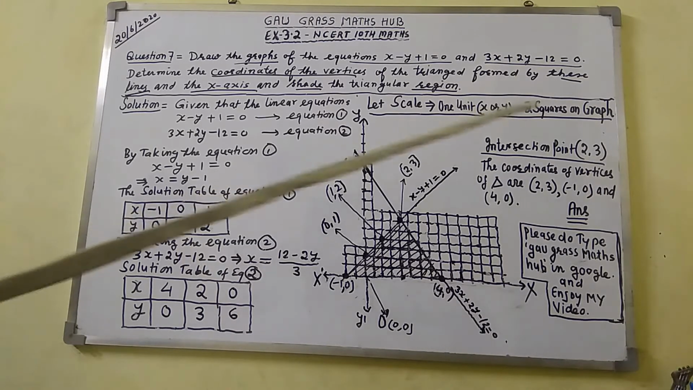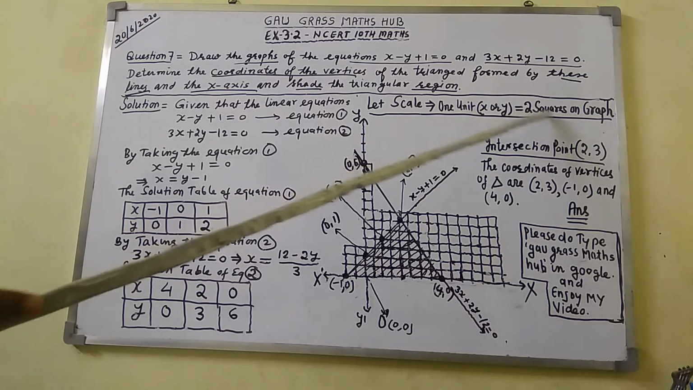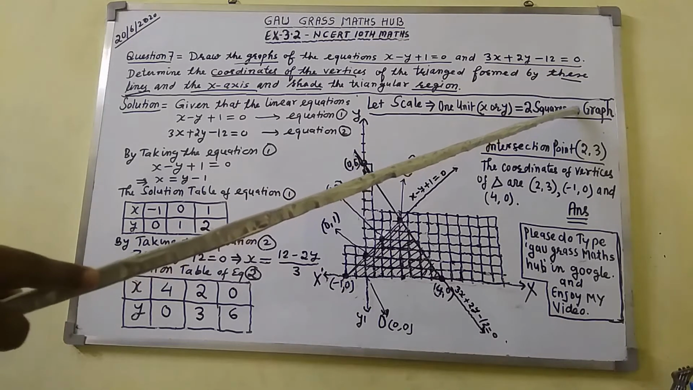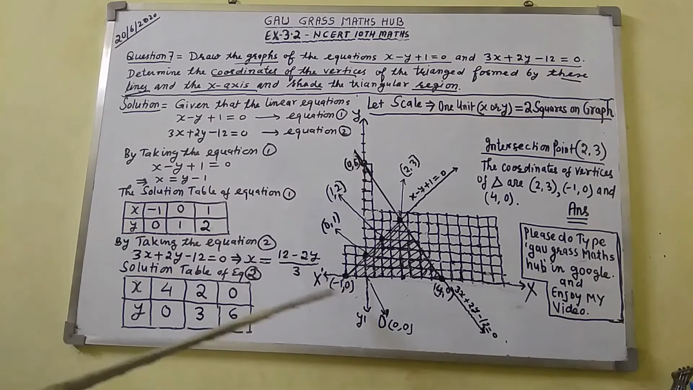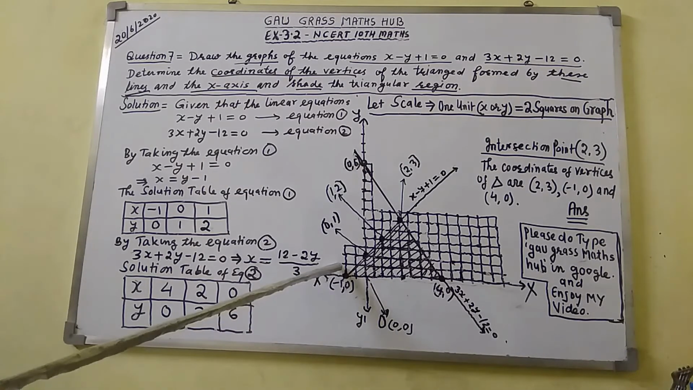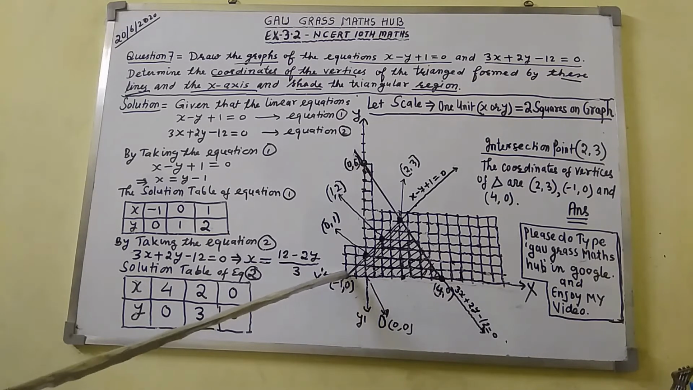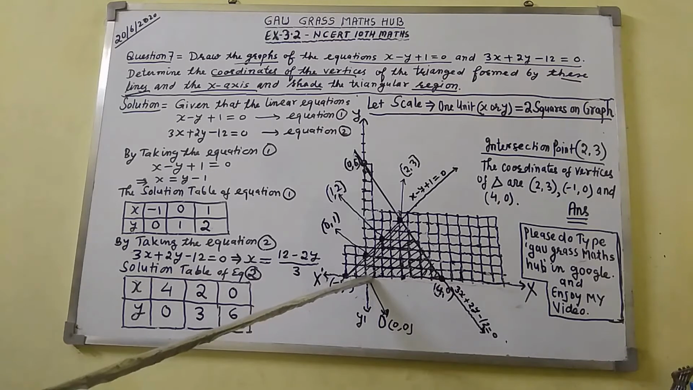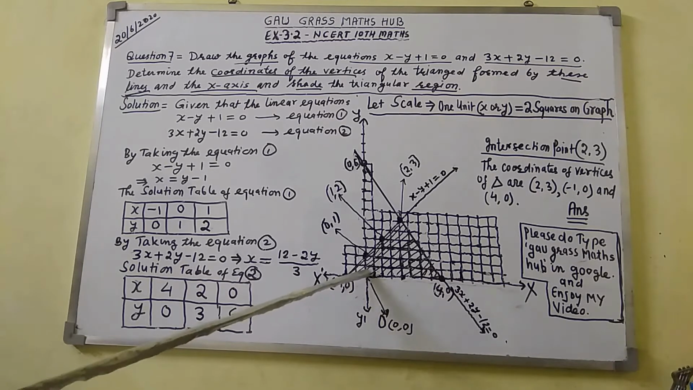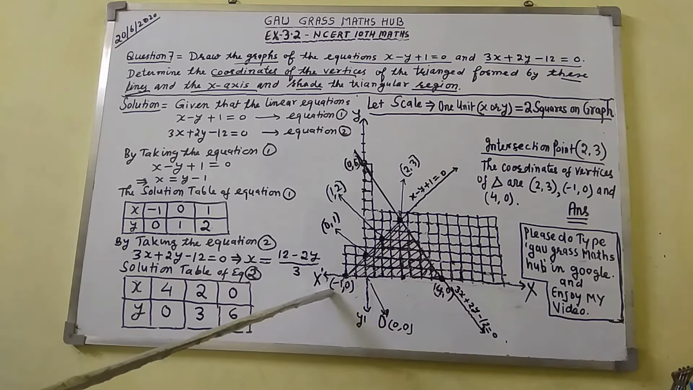So what you will do, as per this scale, you will take 2 squares on the negative side of the x-axis. That's why I have taken 2 squares from the origin itself. This is the origin, 1, 2. I have taken 2 squares on the negative side of the x-axis. I have got this point here, so the coordinate of this point will be minus 1, 0.